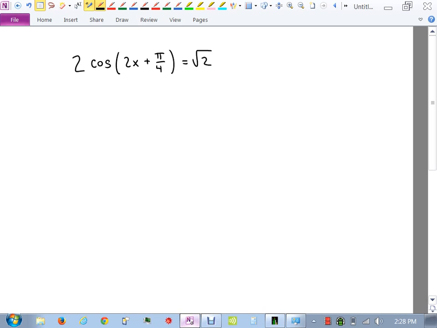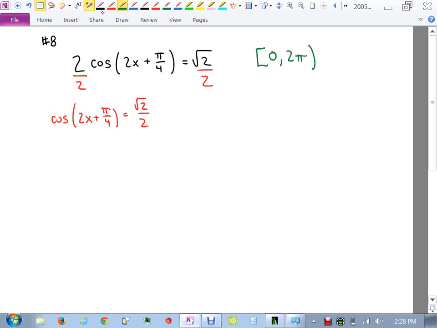Okay, so we're going to work number 8. So this one looks pretty intimidating, but it's the same process. I'm going to divide both sides by 2. And so I have cosine of 2x plus pi over 4 equals root 2 over 2. And I keep forgetting to put this darn thing here. They want all the solutions between 0 and 2 pi.